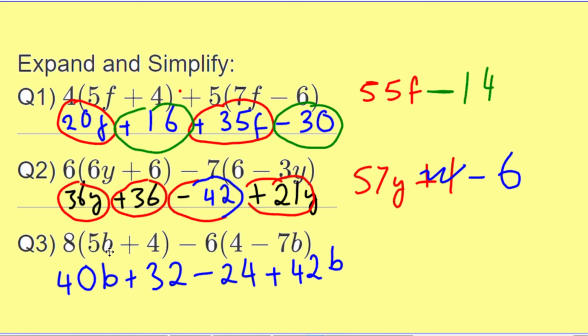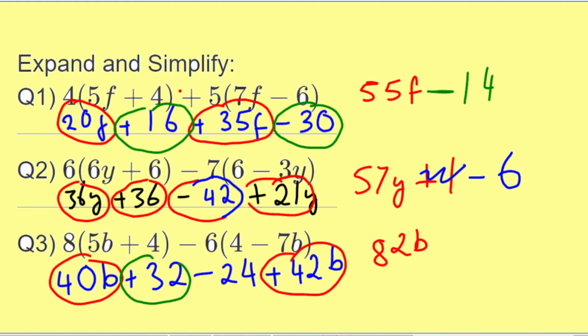Okay, simplifying then, we've got 40b plus 42b, which is going to give us 82b. And we've got 32 take away 24, which is going to leave me with a positive value, so plus 8.